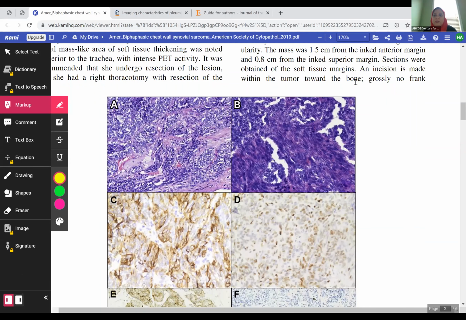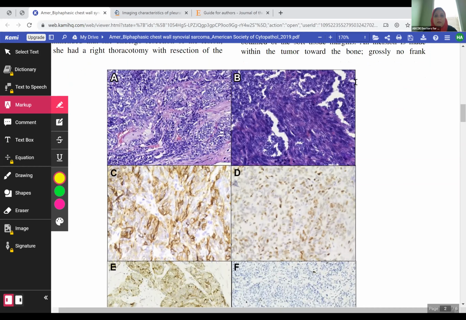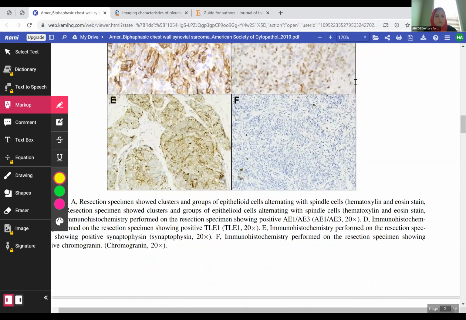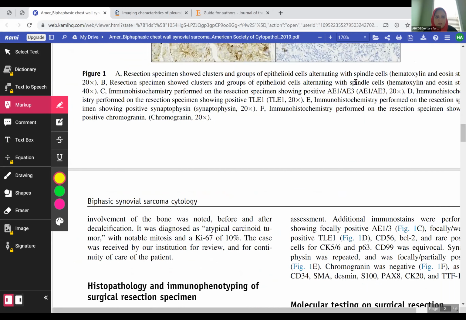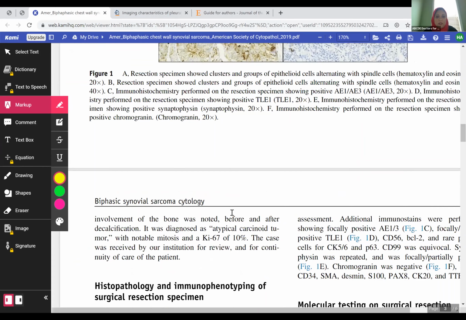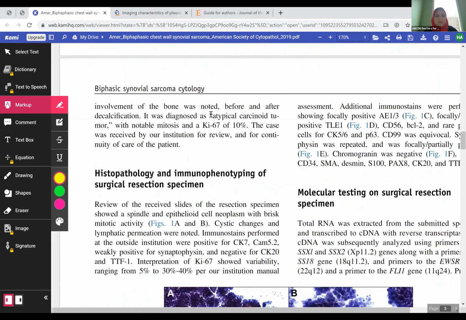Where were sections obtained? And then we'll go back and review the figures later, just so you can see how they're done. Involvement of the bone was noted. And once again, it was signed out as diagnosis atypical carcinoid, so once again, it was misdiagnosed. And then it was sent for review to another institution, which was the Ohio State University, where I was doing my fellowship.